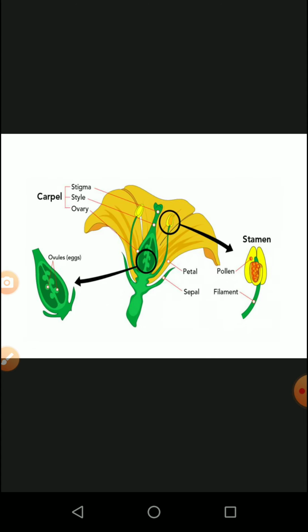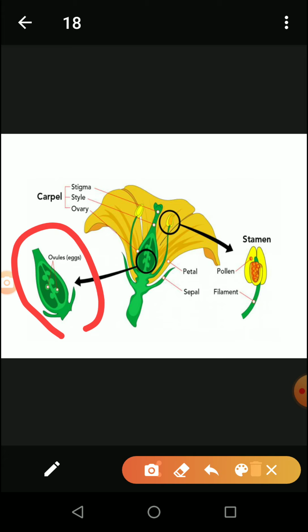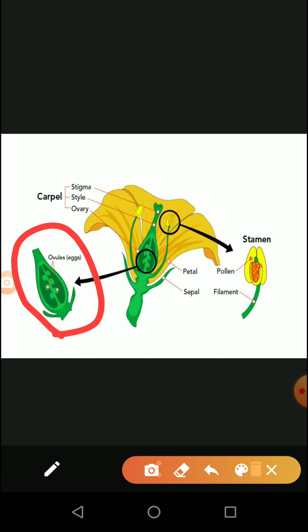And this is the diagrammatic representation. We are seeing the stamen and the filament, the pollen grain, and this is the gynoecium. This is the diagrammatic representation of the gynoecium. The gynoecium consists of small dot-like structures. The structure is called ovules. The ovule is otherwise called the female egg cell or egg cell.